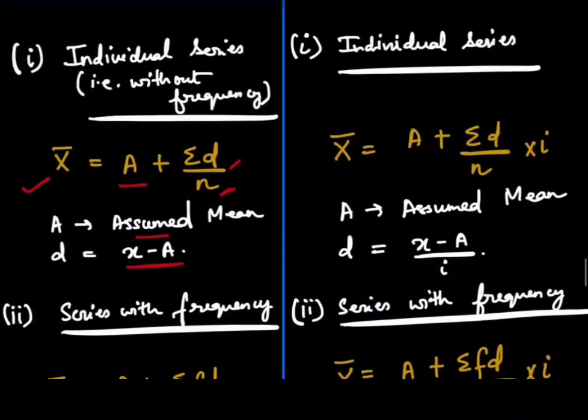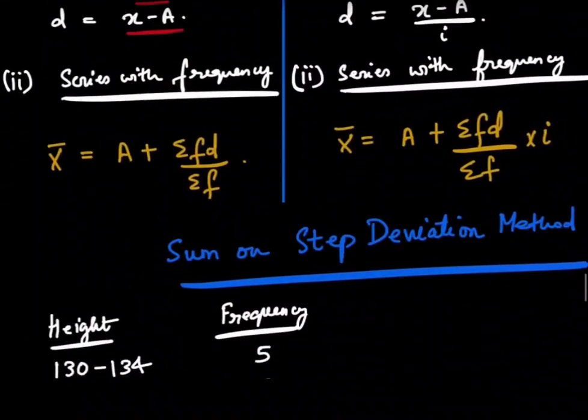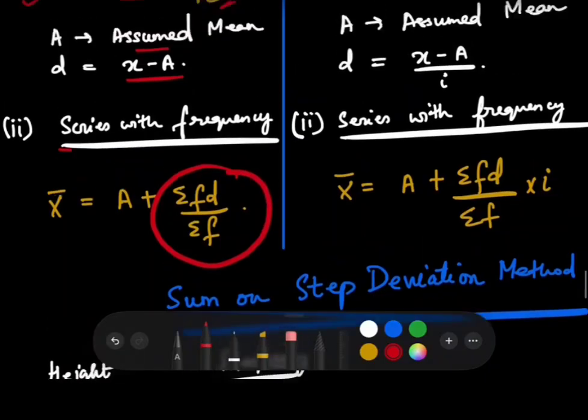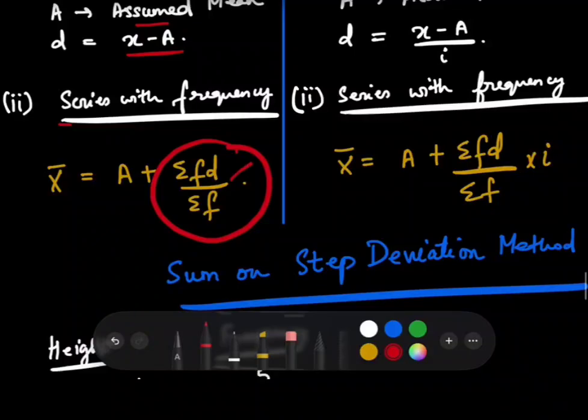Next is the formula for the shortcut method in case of a series with frequency. If frequency is given, the formula just becomes summation fd divided by summation f. Instead of summation d, we have here summation fd and summation f. This is the case with a series with frequency.